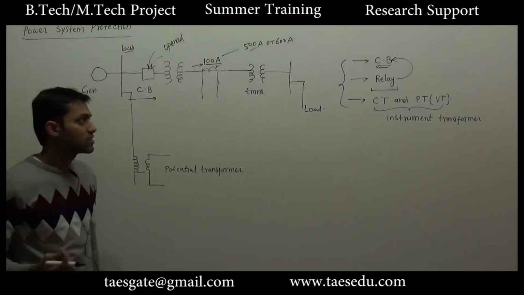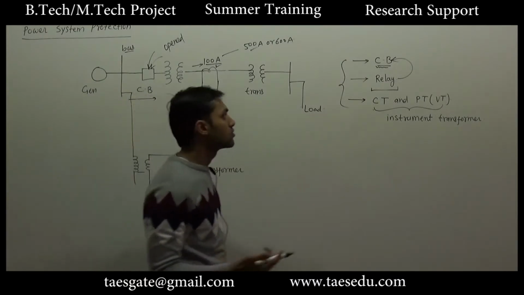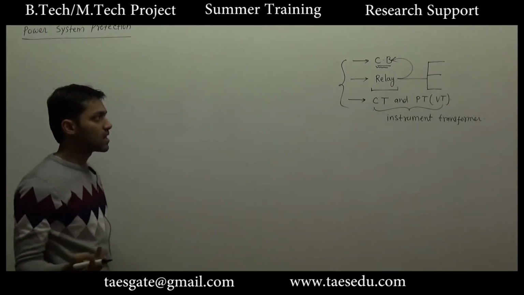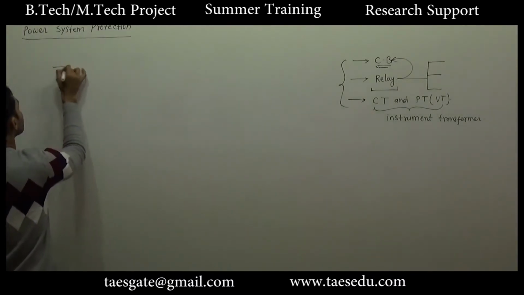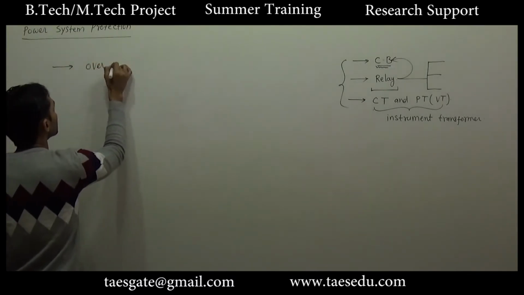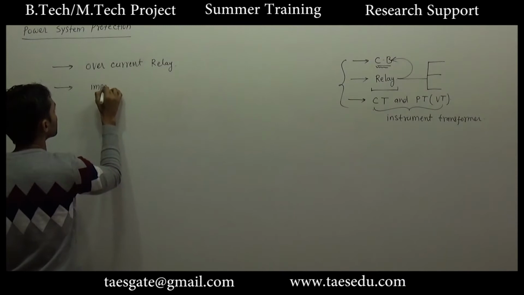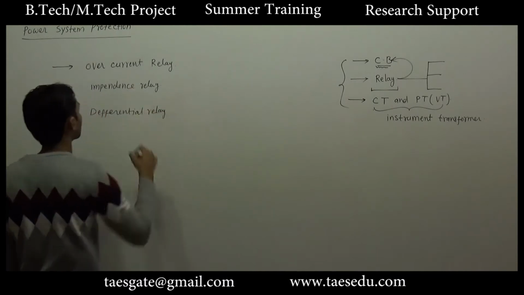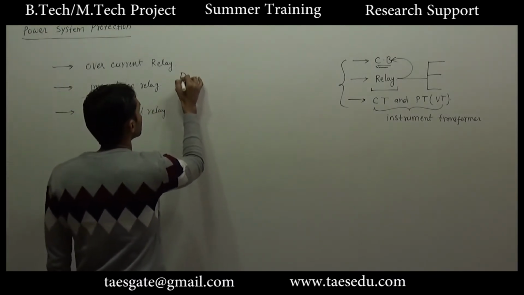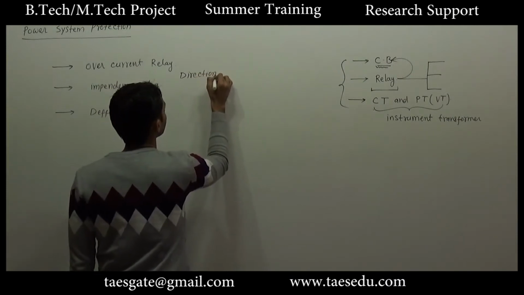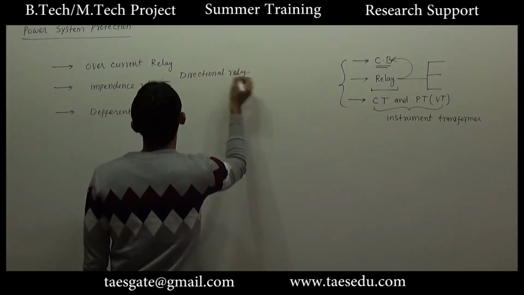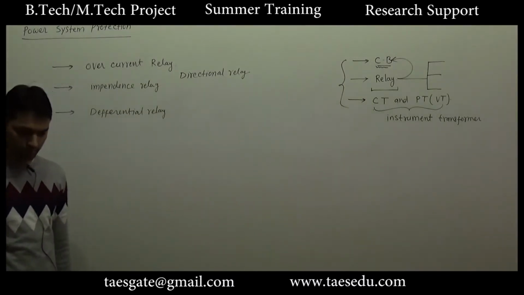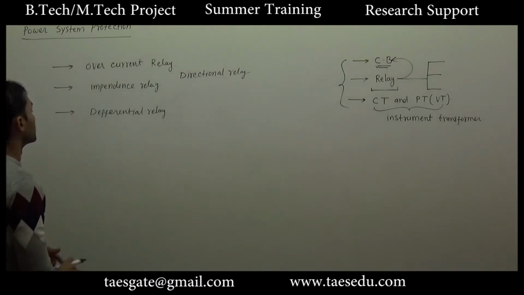If we talk about the questions that come in the examination, those are mostly based on relays. Basically we have to study three types of relay, which are in the syllabus of GATE: overcurrent relay, impedance relay, and differential relay. Apart from these three relays, we will study directional relay. Directional relay we will study immediately after overcurrent relay. So let us begin with overcurrent relay.